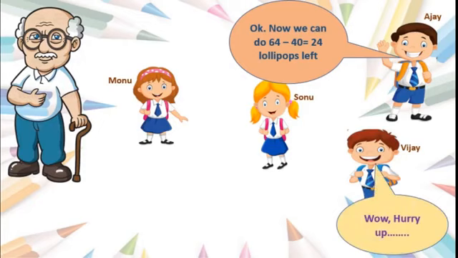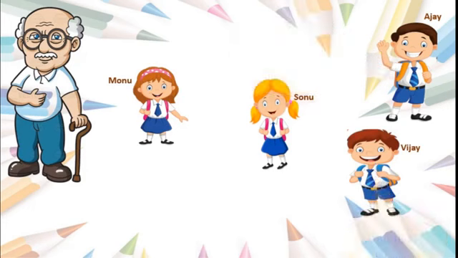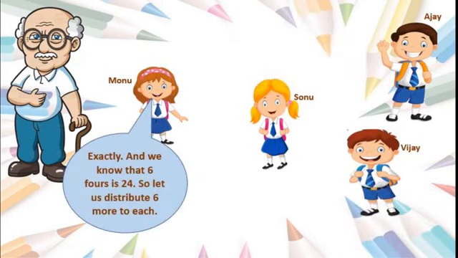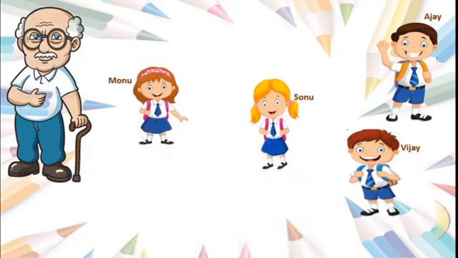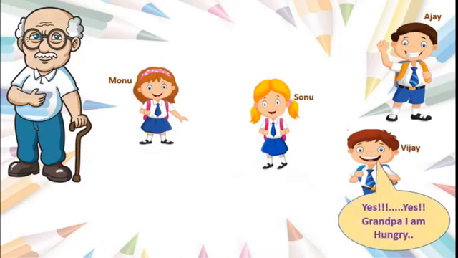Whoa, hurry up, do fast, Vijay said. Exactly. And we know that 6 fours is 24, so let us distribute 6 more to each, Monu said. Means each will get earlier 10 plus new 6, means total 16 lollipops, said Sonu. Yes, yes, Grandpa, I am very hungry. Please give fast, Vijay said.